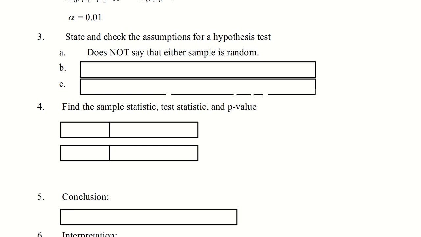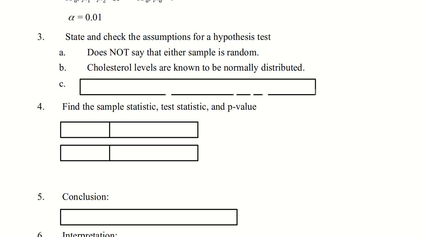Now, the second thing that we're interested in showing is that this is a normal distribution. And that's fine, but we only have a sample of 28 patients. So this is when we have to remember that some things, like intelligence and height and cholesterol levels, we're allowed to assume are normally distributed for the purpose of this class. So that means cholesterol levels are known to be normally distributed. We don't have to worry about the sample size or anything like that.